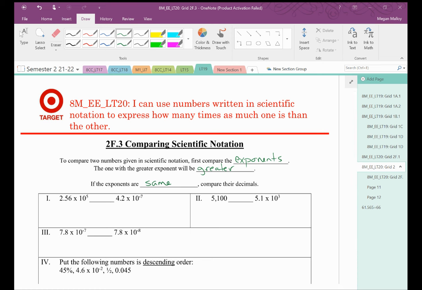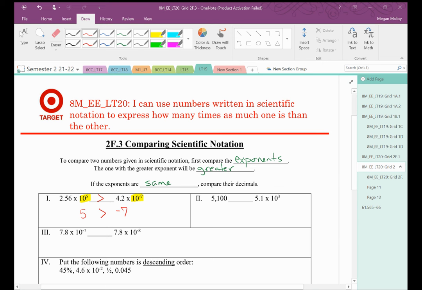So if I look at my first example here, I have 2.56 times 10 to the 5th compared to 4.2 times 10 to the negative 7th. So again, the first thing I'm going to do is compare those exponents. So I have 5 compared to negative 7. Well, 5 is greater than negative 7. Therefore, 2.56 times 10 to the 5th is going to be greater than 4.2 times 10 to the negative 7th.